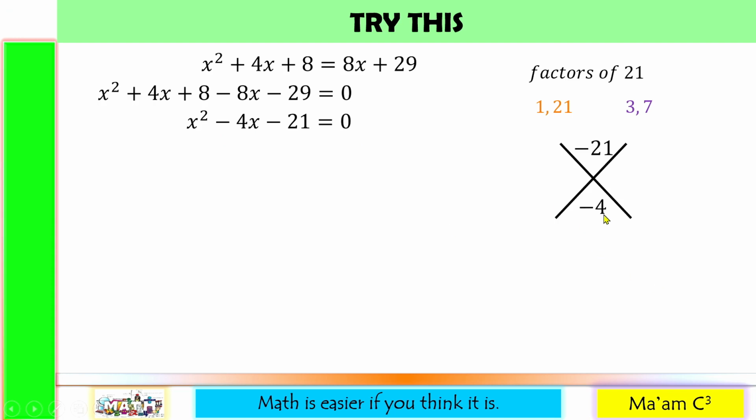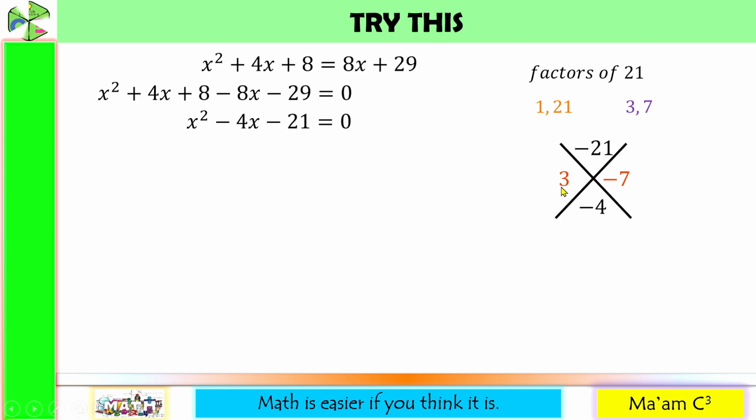Now think, which of these two factors will give you negative 4 when you add them? That is possible in 3 and 7. Think of the signs. It should give you negative 4 when you add these two. If you want negative 4, then 7 here must be negative. 3 plus negative 7 will give you negative 4. And 3 times negative 7 is negative 21. So here are the factors that we are looking for.